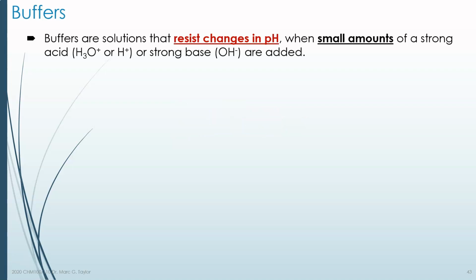So buffers are solutions that resist changes in pH. In other words, when you add small amounts of a strong acid or a strong base, the buffer will prevent large changes in pH from occurring. And when we talk about strong acid, we mean an acid that when you add it to water, all of the acid will be turned into protons that will be released and will react with water to form hydronium ions.